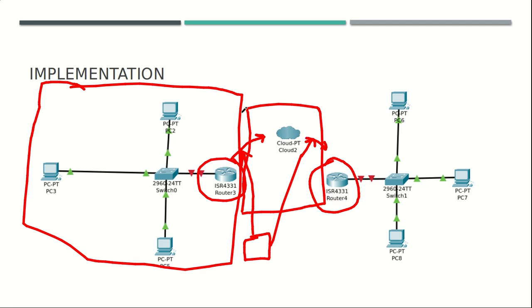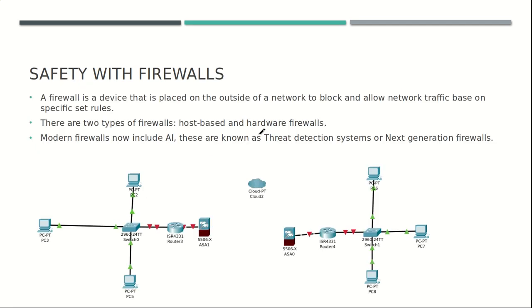However, the vulnerability lies there. So how do we fix that vulnerability? We introduce the firewall. A firewall is a device that we normally place outside of the network. We do not place it inside the network; we place it outside of the network. So here is a firewall, and we placed another firewall there. Notice how it's on the outside.